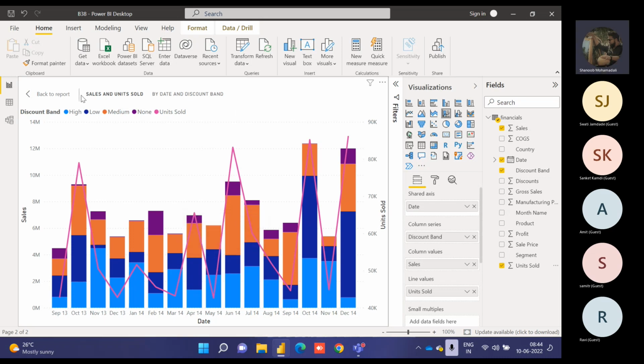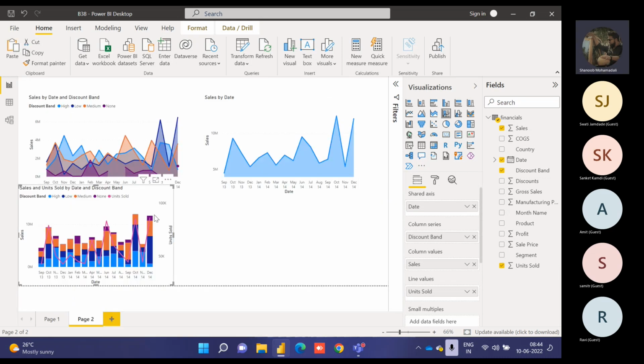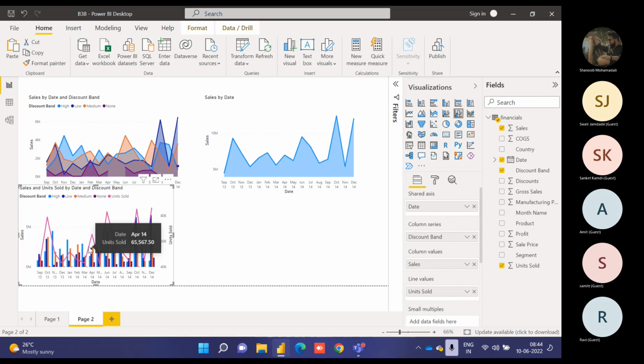Similar to the line and stacked column chart, you just have the other version, which is line and clustered column chart. So it's line and stacked or clustered, you will be able to see. In short, these are called the combo charts.